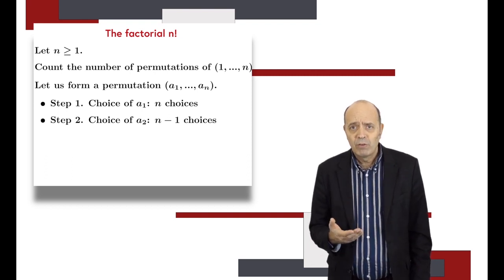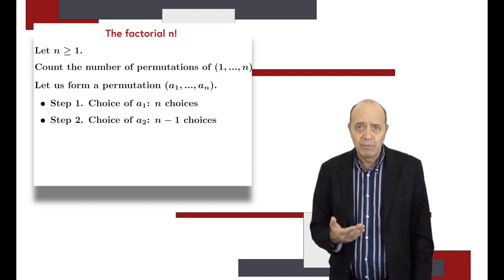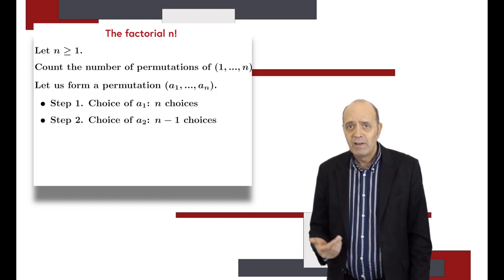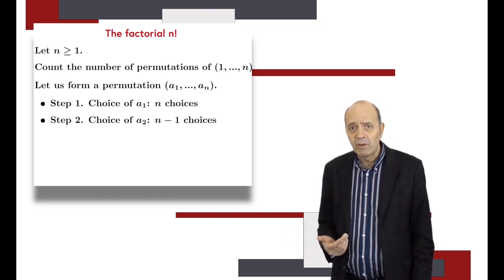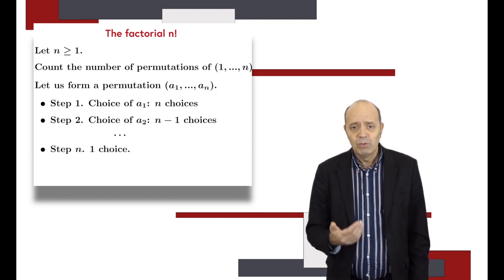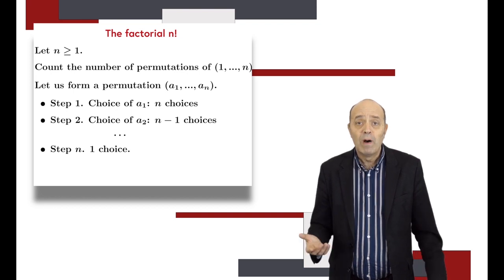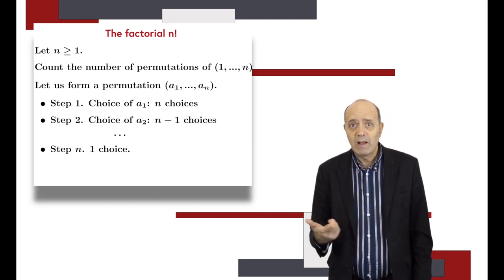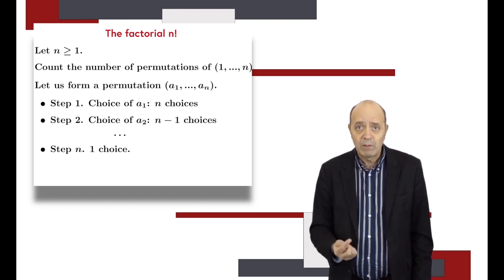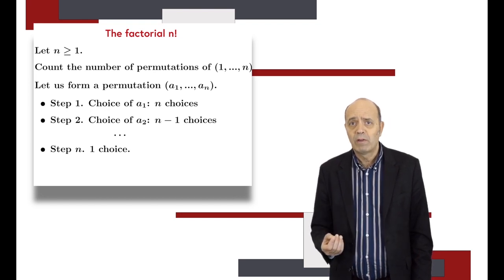Now, for each choice of the first element, we have n-1 choices for the second, and so on, up to the step n, where we have just one choice. Can you apply the multiplication principle? Well, from the final sequence a1, ..., an, we know that a1 was chosen as step 1, a2 was chosen as step 2, ..., an was chosen as step n.